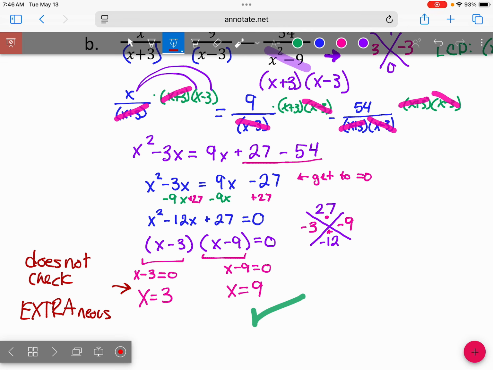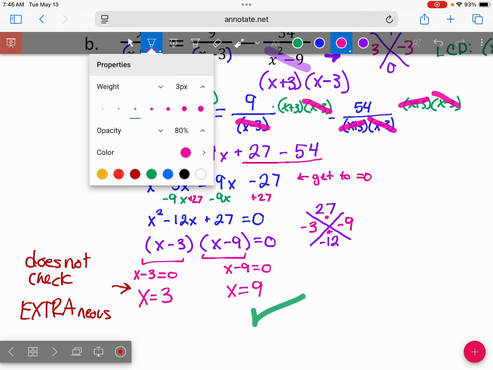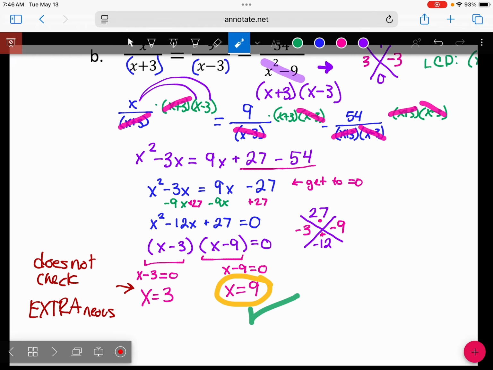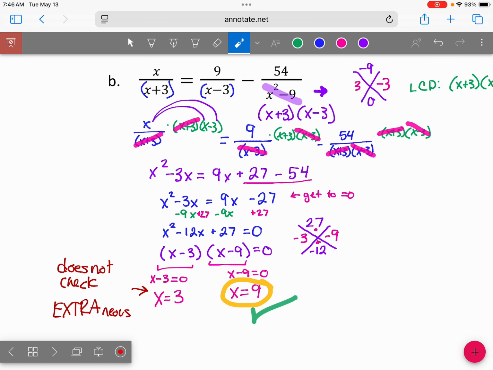So the only answer we have that actually does work here is x equals 9. So this is our solution, but it is important to also show that our x equals 3 is extraneous.